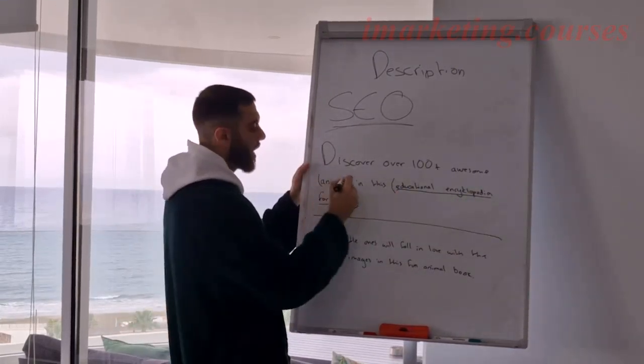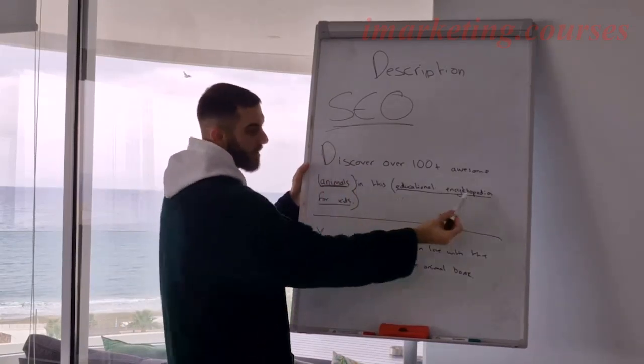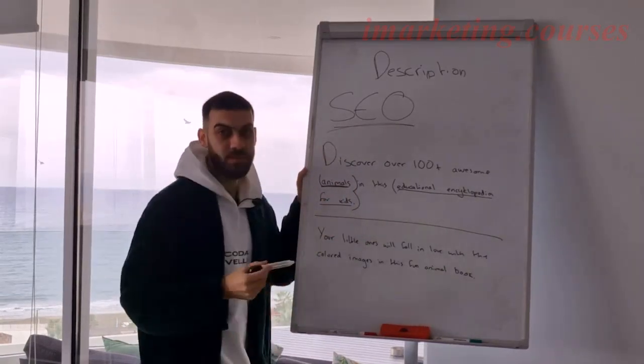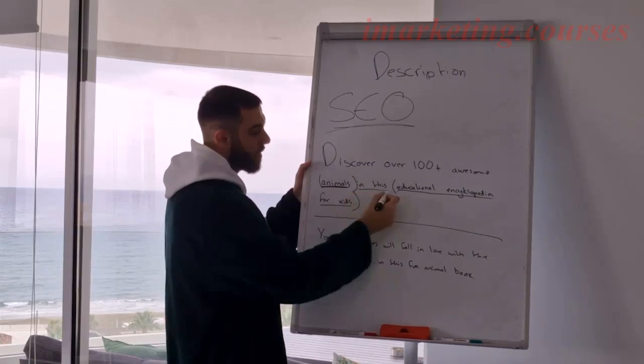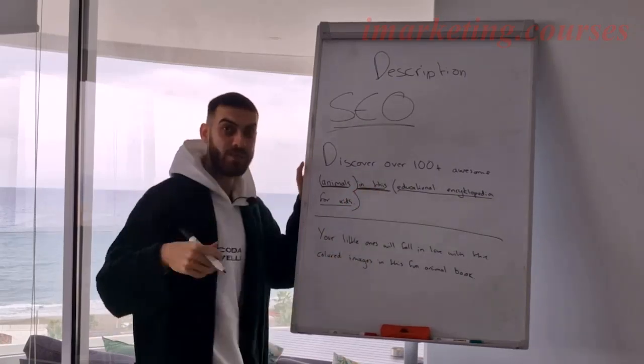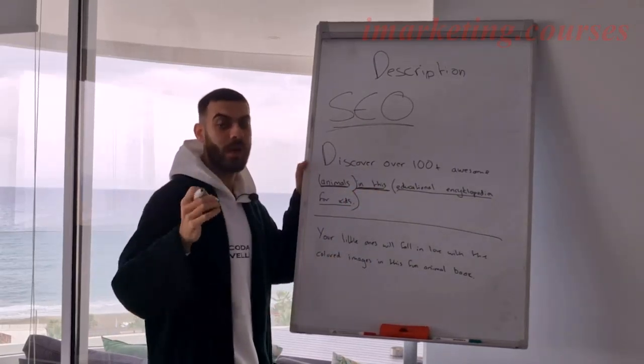I also have the keyword animals here. So it knows that it's an educational encyclopedia for kids, and it also has animals in it. Even though it's separated, even though it's in the middle, Amazon is smart enough to pick up the keywords and mix and match them.